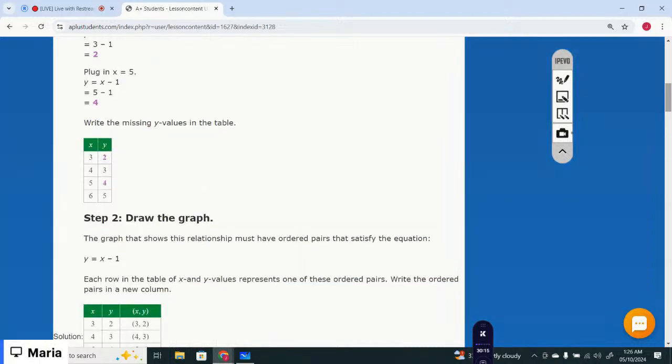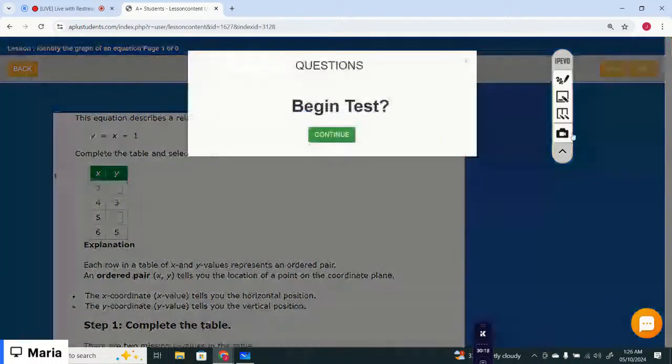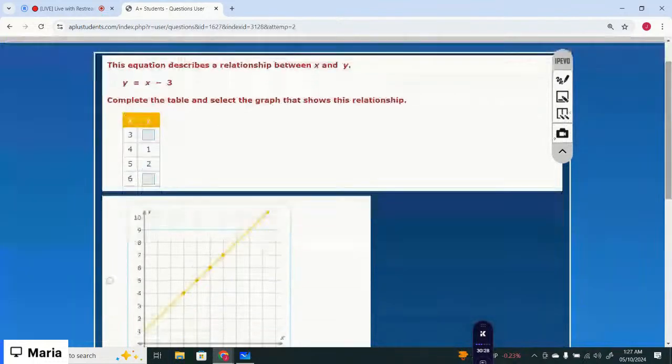Okay, let's just start with the test questions. Let's see how we plot a graph. Okay, so the equation describes the relationship between x and y. The equation given is y equals x minus 3. You need to find the missing values first, right?